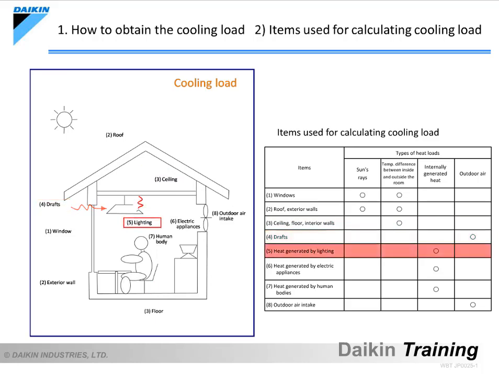The fifth is the heat load due to heat generated by lighting. The sixth is the heat load due to heat generated by electric appliances. The seventh is the heat load due to heat generated by human bodies. And the eighth is the heat load due to outdoor air intake for ventilation.